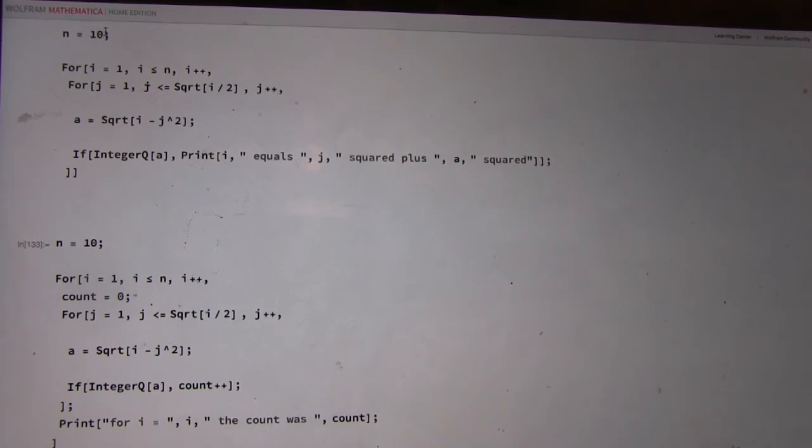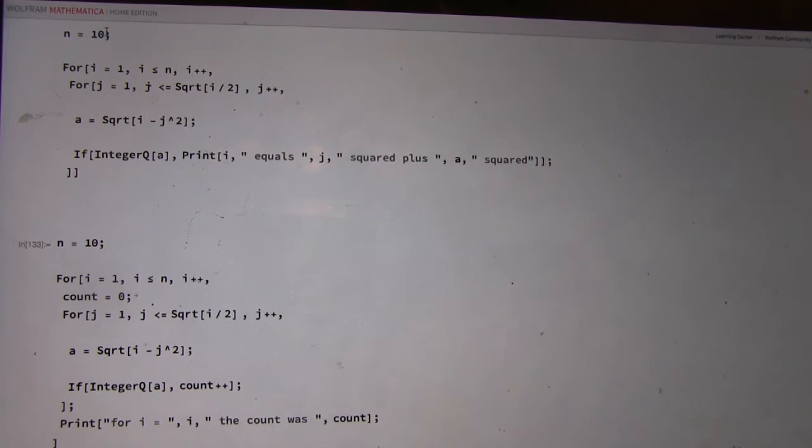Right, and why was square root of i over 2 the good place to stop? Because it helped us not count these doubles, like 1 squared plus 2 squared and 2 squared plus 1 squared. Right, but why square root of i over 2? Why not square root of i over 10 or just square root of i?